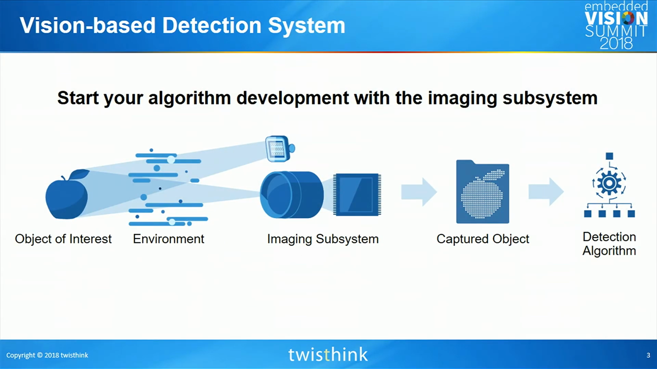Today's discussion is going to be focused on vision-based detection systems, which broadly includes your object of interest that's in a scene, the environment that you are imaging that object of interest through, the imaging subsystem, which includes a light source, a lens, and an image sensor in this case, and then the digitized or captured scene with the object of interest, and finally an algorithm that is operating on that scene and detecting that object of interest. I'm going to spend most of my time focusing on the imaging subsystem, and just a quick note, the techniques I'm talking about here apply broadly from traditional computer vision approaches all the way to deep learning and machine learning approaches.